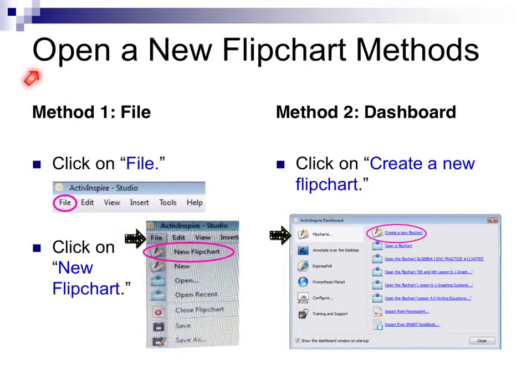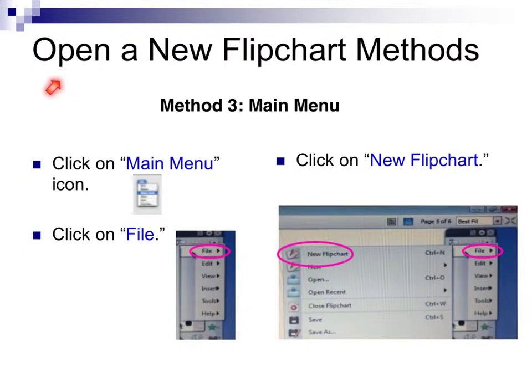How do you open a new Flipchart? There are 3 methods. Method number 1, you will click on File. You will find that located in the top left-hand corner of your Activinspire Flipchart. Once you click on File, you will just click on New Flipchart. Method number 2 is the dashboard. You click on Create a New Flipchart and it will create one. When you bring up the Activinspire, if you'll recall, a new Flipchart is already brought up for you.